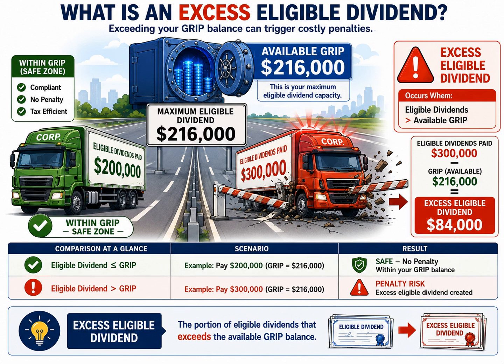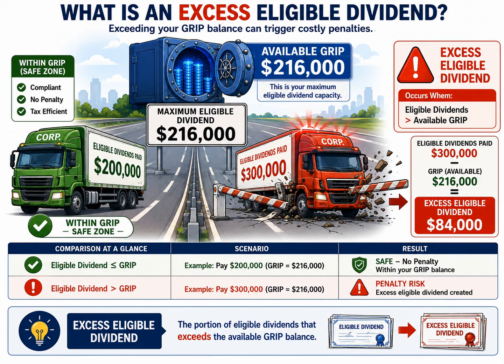In this example, the corporation has a GRIP balance of $216,000. That means the maximum eligible dividend it can safely pay is also $216,000. As shown on the left side of the slide, if the corporation pays $200,000 of eligible dividends, it remains within its available GRIP balance. Everything is fine. The corporation is compliant. No penalties apply, and shareholders continue to enjoy the favorable tax treatment associated with eligible dividends. This is the safe zone.